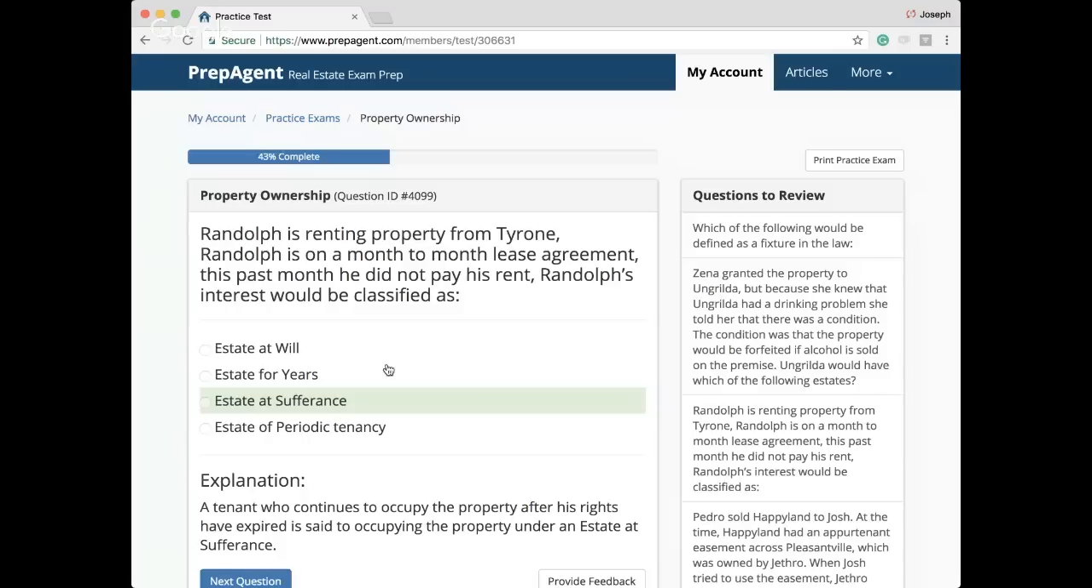So that's estate at sufferance. A lot of you guys got thrown off by that month-to-month bit, so you picked estate at periodic tenancy, which makes sense. But you got to remember this part that he did not pay his rent, okay? So the moment he did not pay his rent, it converts to estate at sufferance. Don't get thrown off by those tricky questions they ask on the exam. They put that month-to-month, but once he did not pay his rent, it immediately converts to an estate at sufferance.